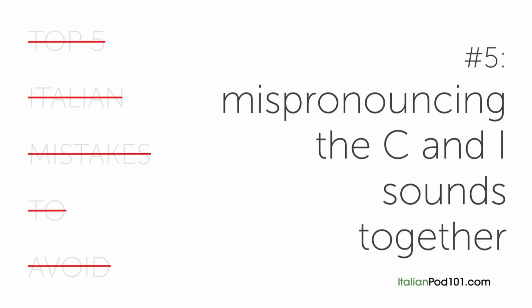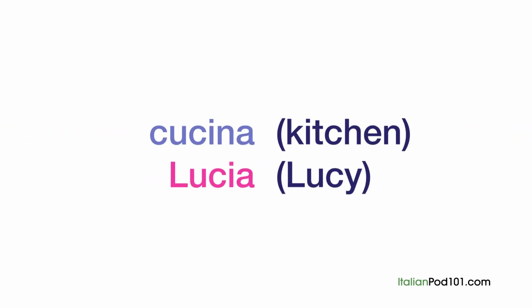Number 5. Mispronouncing the C and I sounds together. This sound is identical to the ch in church. The only difference, though, is that it's stressed even more in Italian than it is in English. Listen to the example. Cucina. Lucia. Notice how the ch sound is more stressed in Italian than it is in English?